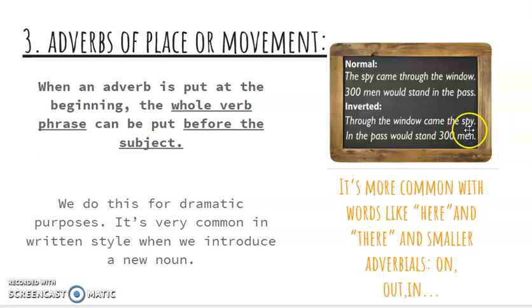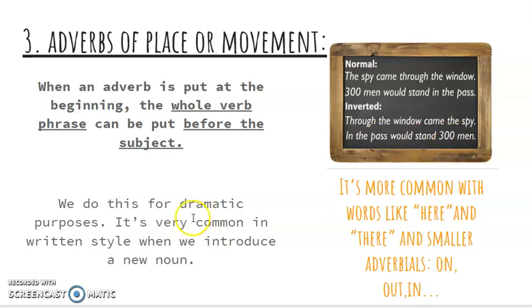So as you can see, with this type of inversion, apart from bringing the adverbs at the beginning, we bring the whole verb phrase together with the adverb. And at the end, we leave the subject. So through the window came the spy, the subject. Or the sentence, 300 men would stand in the past, which becomes in the past would stand 300 men.